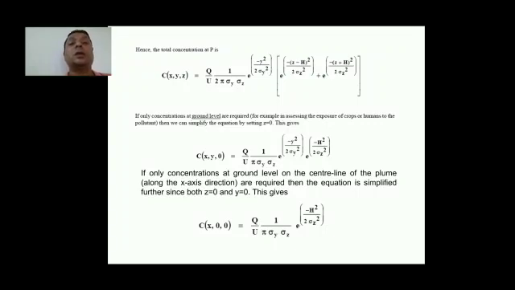If only concentration at ground level on the center line of the plume along the x direction are required, then the equation is simplified further, since both z is equal to 0 and y is equal to 0. In that case, C(x,0,0) is equal to Q upon U into 1 upon pi sigma y sigma z into e raised to the power minus H square divided by 2 sigma z square.